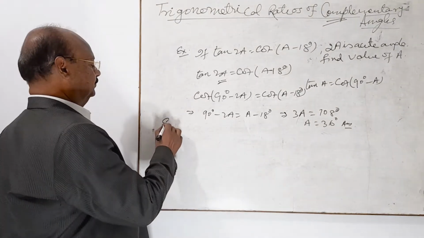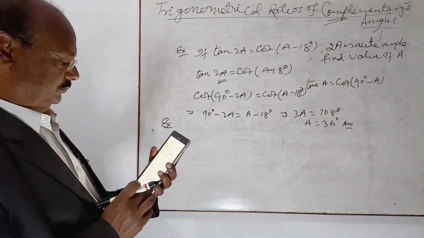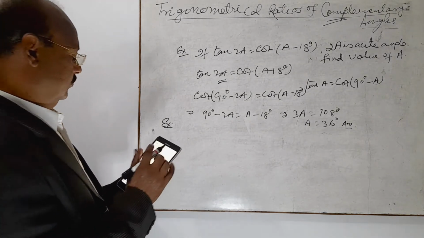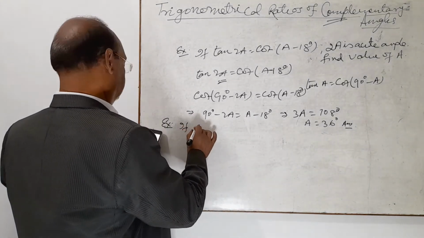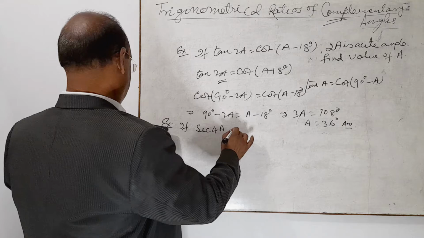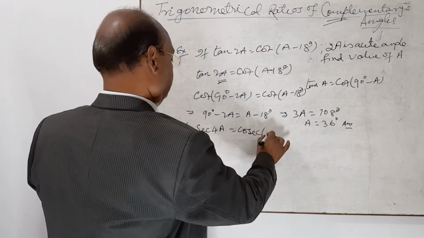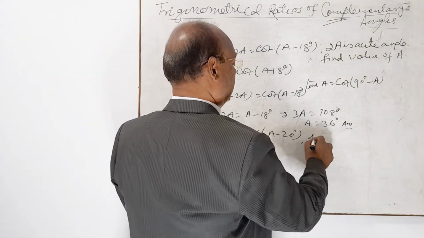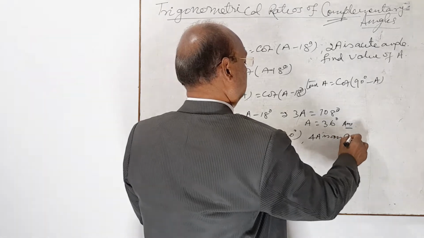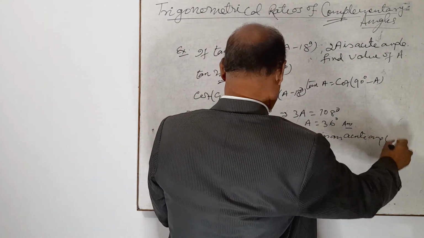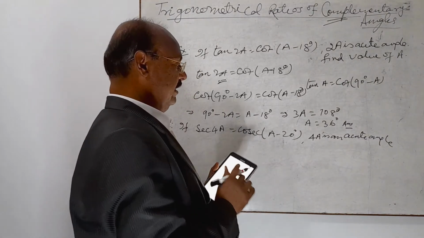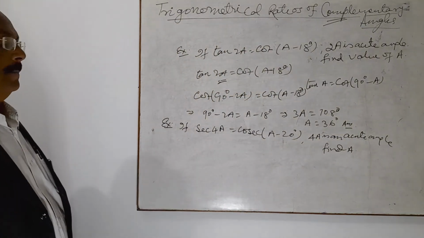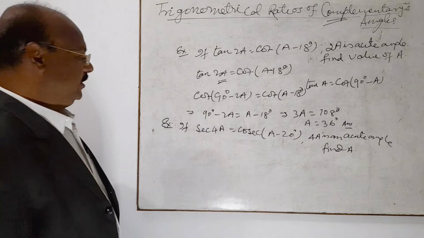Next question. If sec of 4A is equal to cosec of A minus 20 degree, where 4A is an acute angle. Find the value of A. We have to find out value of A. Correct? So try to recall the formula.